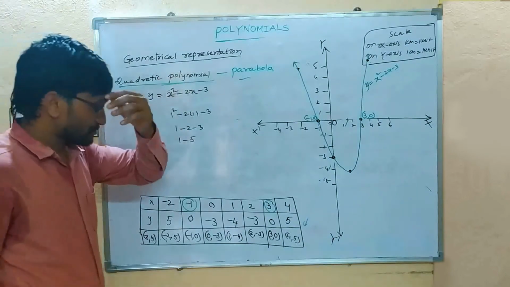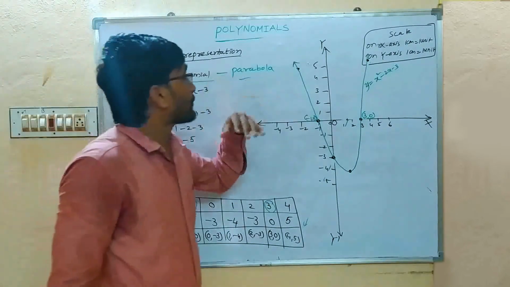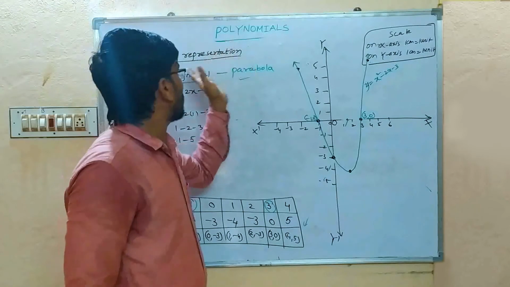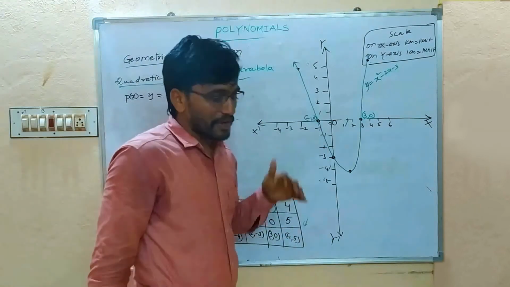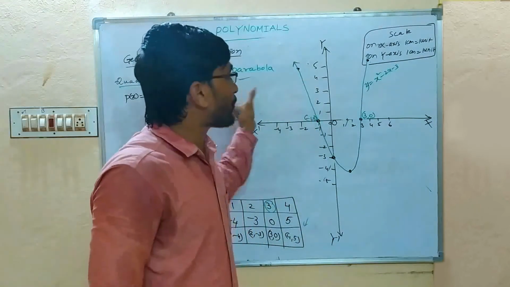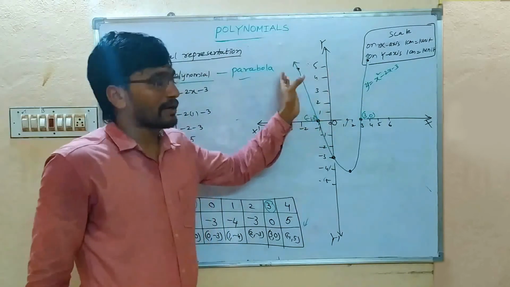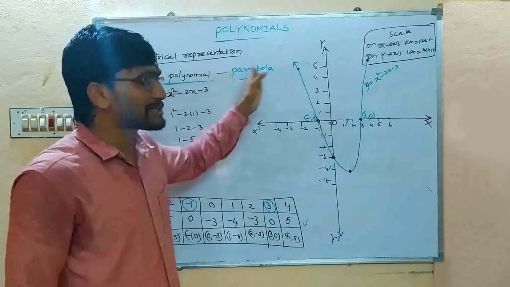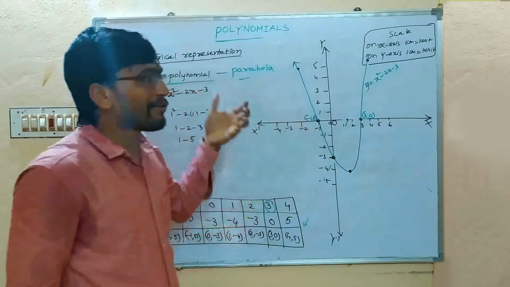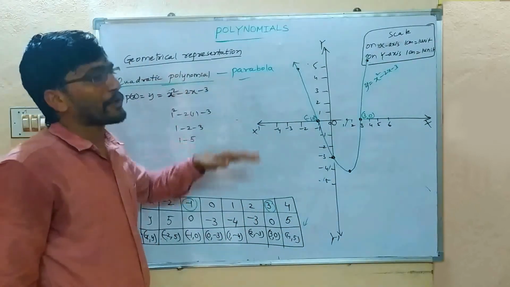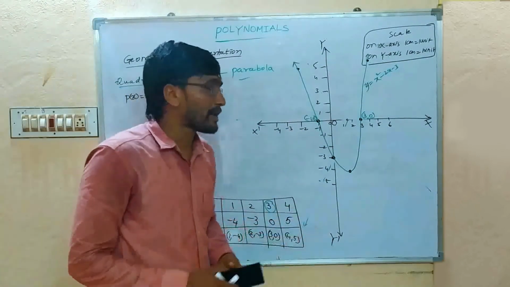Like this, we can draw the graph of a cubic polynomial also. If you observe here, the graph of a linear polynomial is a straight line. The graph of a quadratic polynomial is a parabola. Like that, we don't have any one particular name for the graph of a cubic polynomial or a biquadratic polynomial.